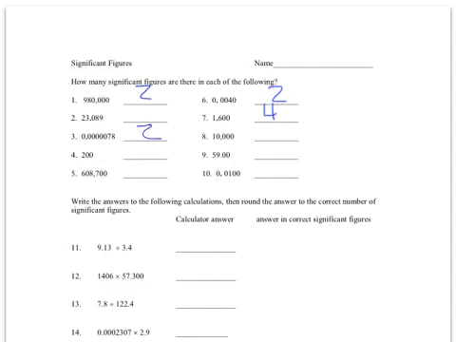Let's try number 4. Now number 4, I have trailing zeros, no decimal, therefore they are not significant, and I only have 1 significant figure. And let's look at number 10. What we find is we have both leading zeros and trailing zeros. The leading ones are not significant. Since the decimal is present, the trailing zeros are significant, and that gives me 3 significant figures in this case.